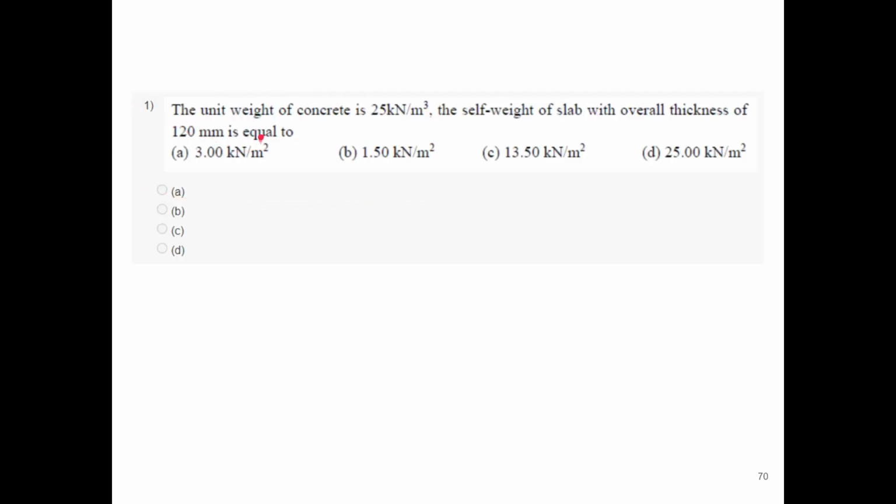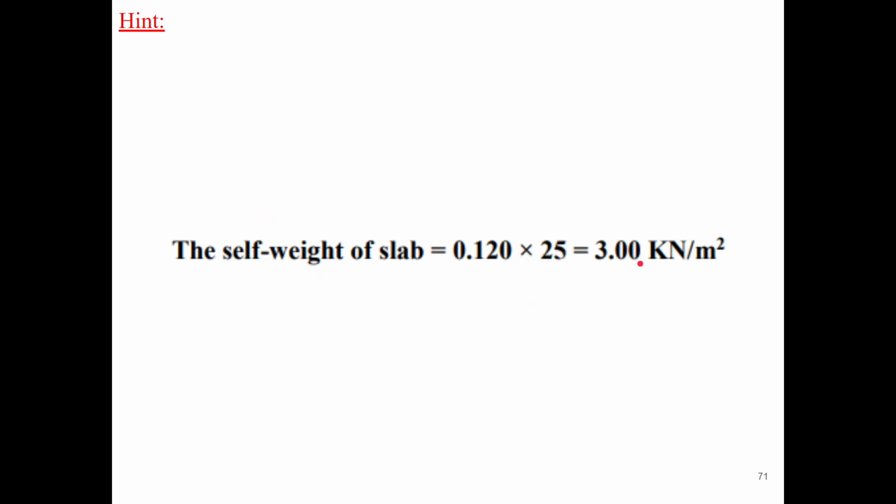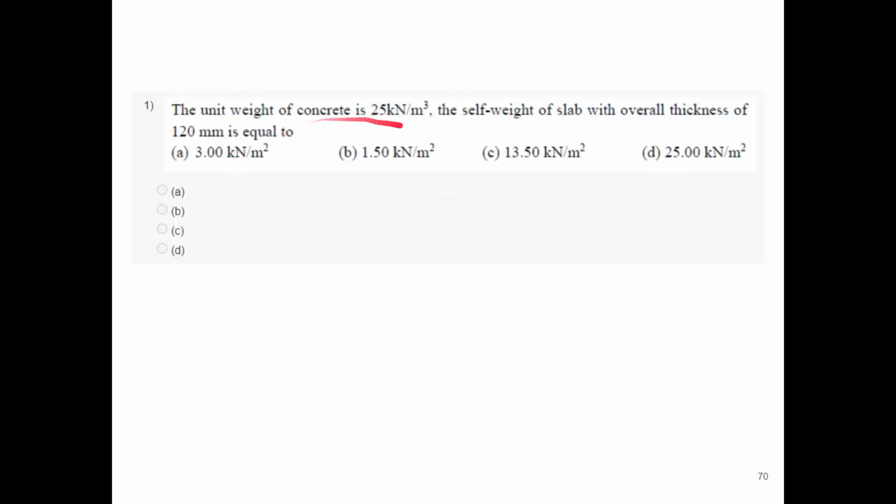Now let's go to the solved problems. The first problem: unit weight of concrete is 25 kilonewton per meter cube. Self weight of slab with overall thickness of 120 will be equal to how much? 3, 1.5, 13.5, or 25. So self weight will be 25 into overall thickness, which is 25 into 0.12, that will come to 3. So 3 kilonewton per meter square will be the self weight of slab. So A is the correct option.